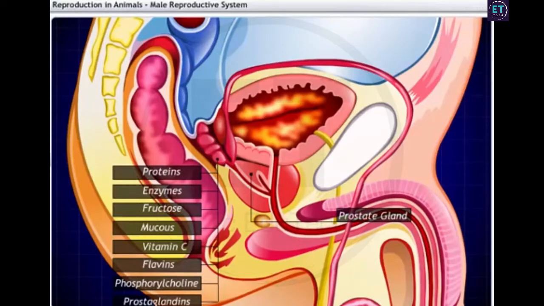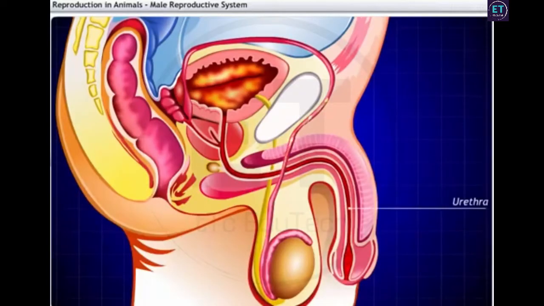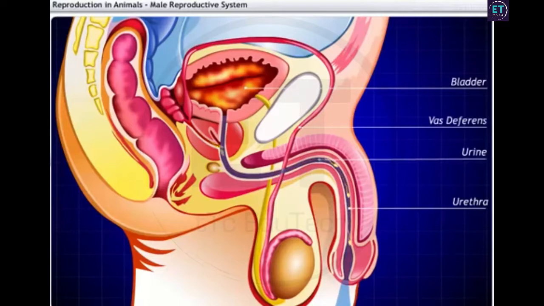The secretion from the prostate gland comprises simple sugars and is alkaline in nature. The urethra forms a common passage for both the sperm and urine, as it is just one tube that connects the glands, the bladder and the vas deferens.